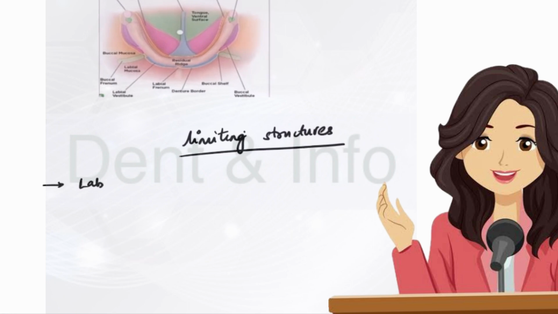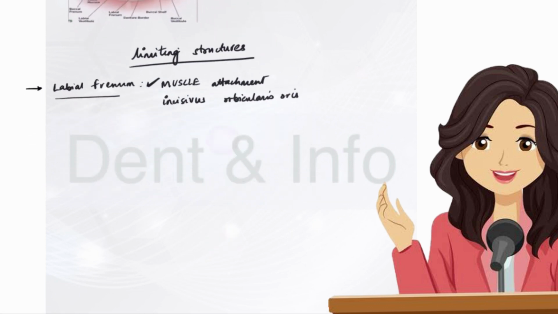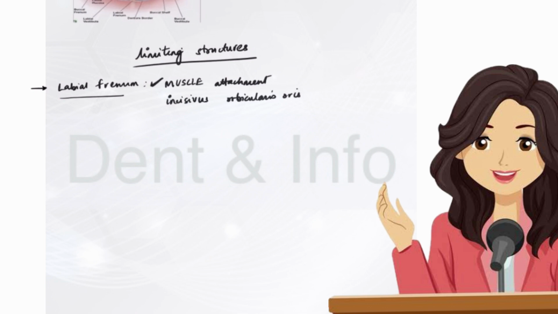So if we see our labial frenum, what will be the point of difference? Labial frenum in mandible has muscle attachment. When you have a muscular attachment, you need a wider relief for it. So the muscle attachment that is there is mainly your incisivus and orbicularis oris.